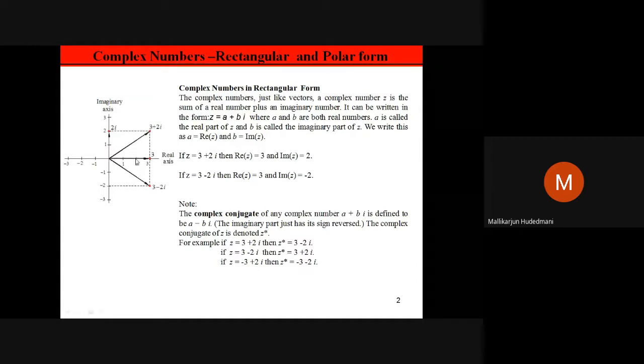2 is somewhere here. When I apply 2 with i, it means shifting this 2 plus side in an anti-clockwise fashion by 90 degrees. Then this 2 marking will shift automatically to the upper side. Otherwise, 2i I can simply mark on the plus imaginary axis here. Mark on 2, then join this with the representation. Then this point of intersection of 2i and 3 is a vector.